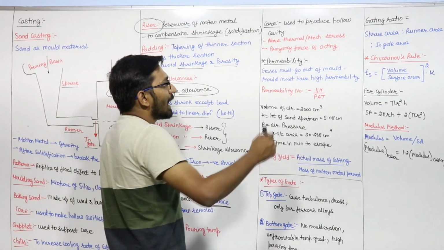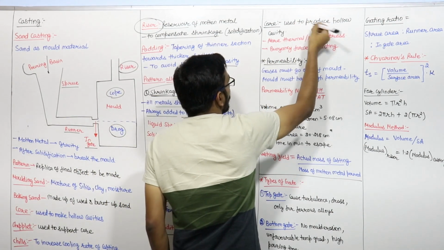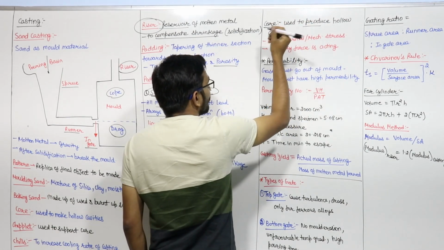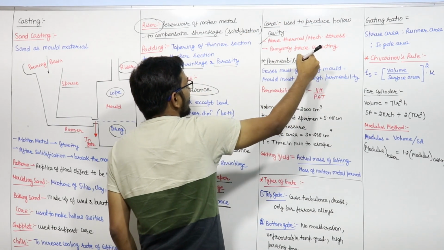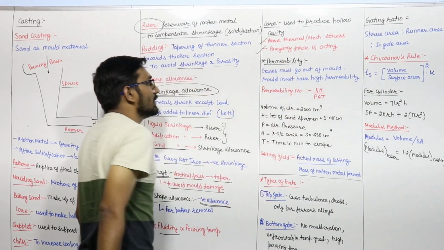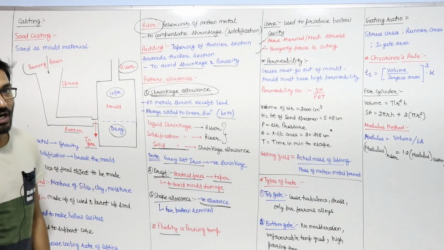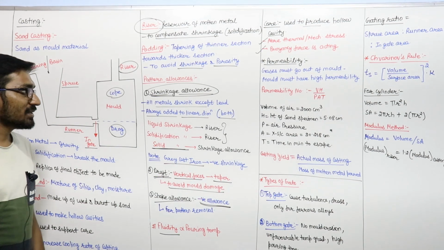Next is the core. We already saw that the core is used to produce a hollow cavity. Very high thermal stresses and mechanical stresses are acting, and a buoyancy force is there, and to support the core we use chaplets. Next is permeability.